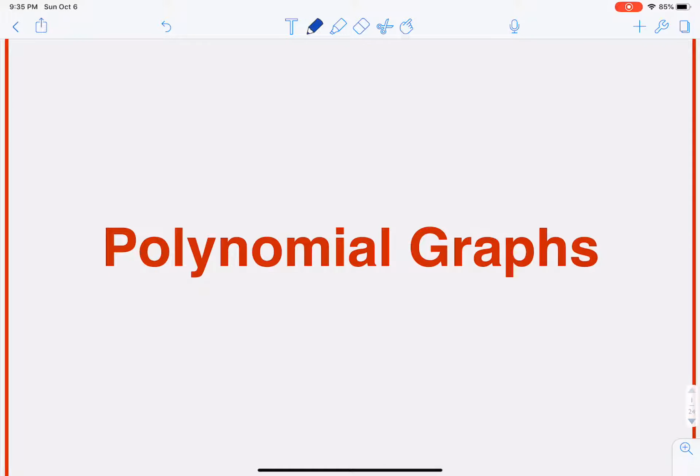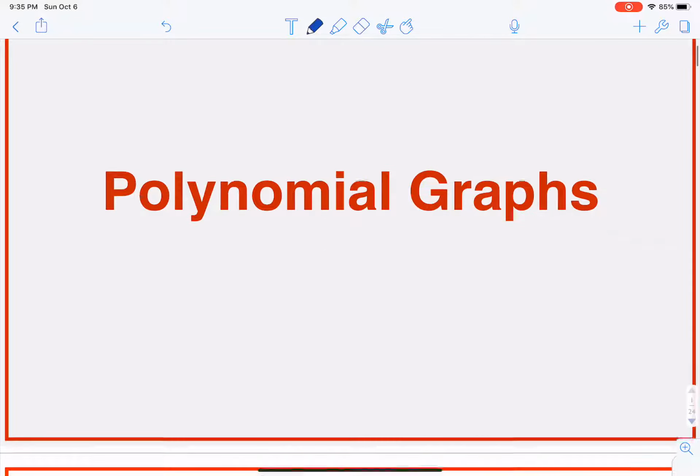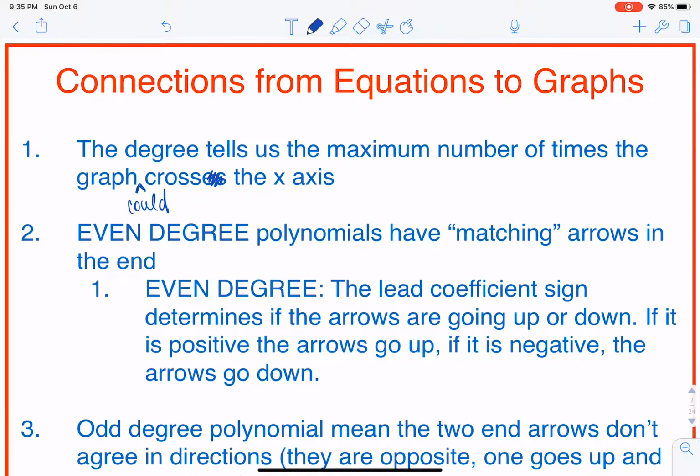All right, so now that we've talked about some polynomial vocabulary, let's talk about what their graphs will look like. So we'll make some connections from equations to graphs. We'll use the word degree often. We'll use the word leading coefficient. And so we'll start by making some connections between the degree of the polynomial and what that tells us.